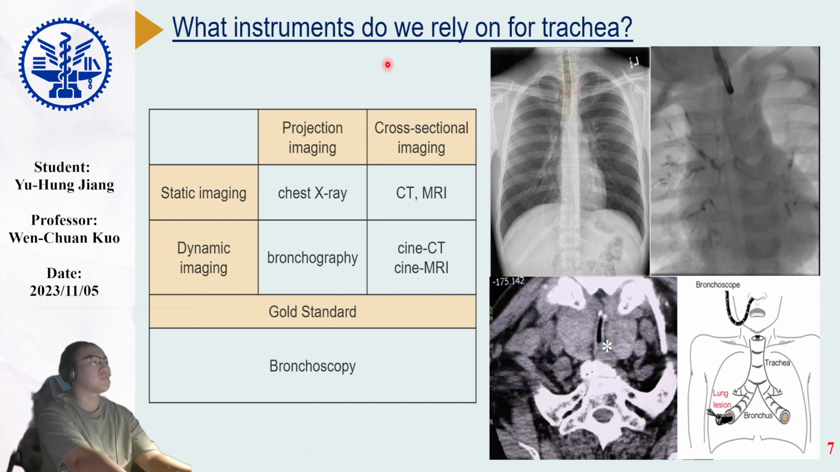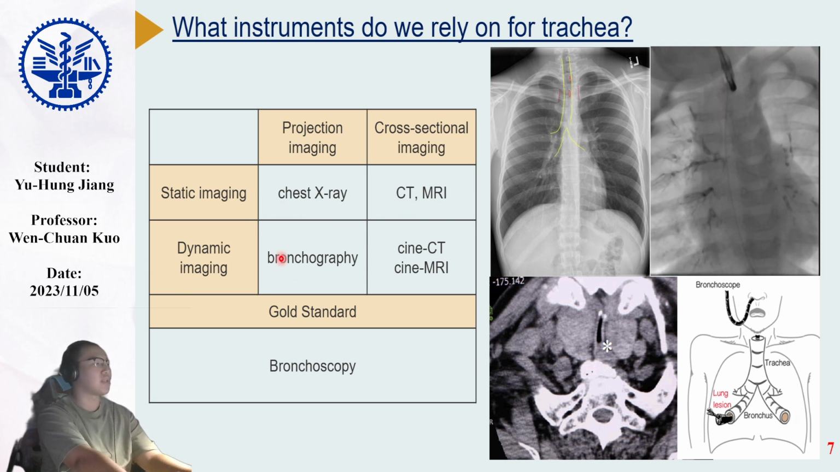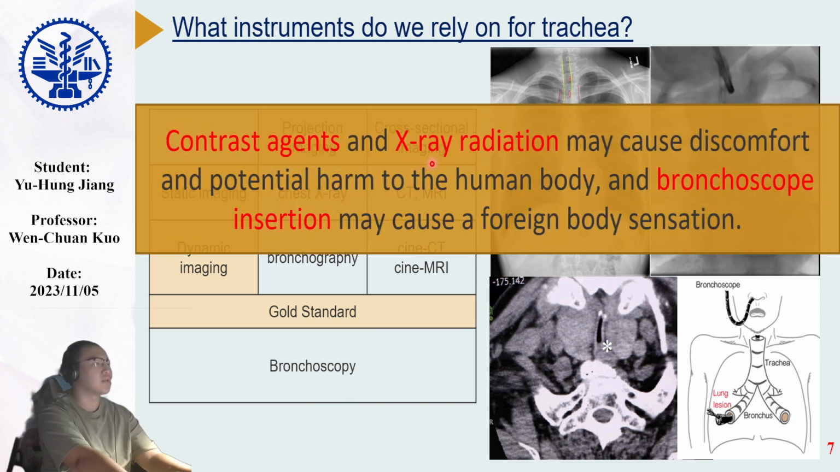And then what instruments do we use for the trachea? In projection imaging, the static one is the chest X-ray, and the dynamic one is bronchoscopy. In cross-sectional imaging, the static ones are CT and MRI, and the dynamic ones are 4D CT and 4D MRI. The gold standard, often used in the hospital, is bronchoscopy, but all of them have problems. The contrast agents and the X-ray radiation may cause discomfort and potential harm to the human body, and bronchoscope insertion may cause foreign body complications.